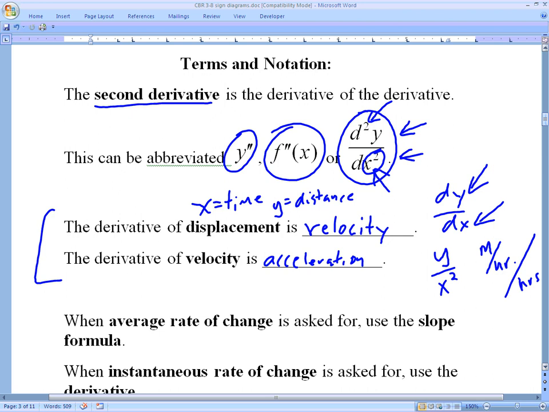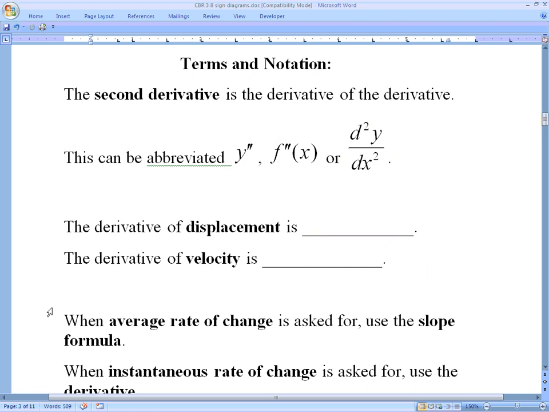We talked last class about these last 2 bullet points here. When average rate is asked for, use the slope formula, and when instantaneous rate of change is asked for, use the derivative. All right, moving on.